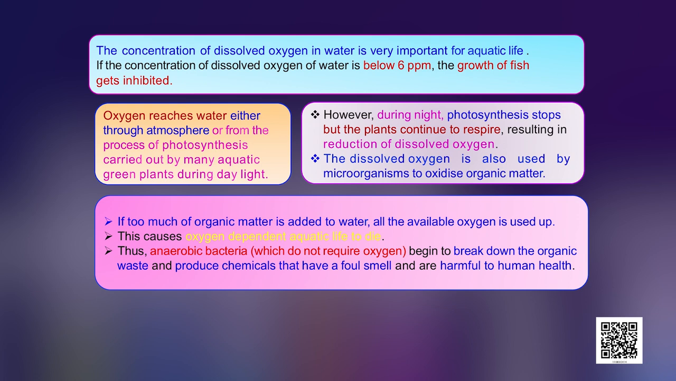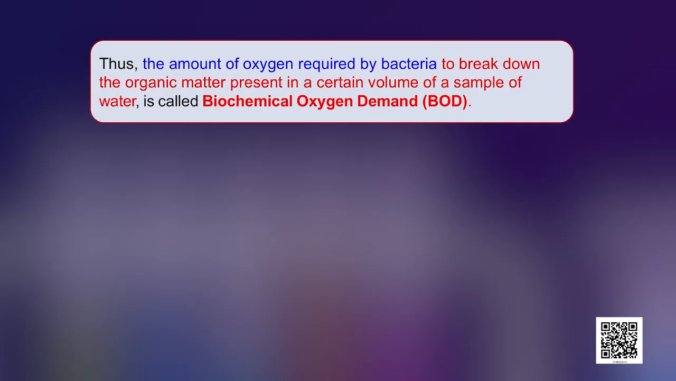Thus, anaerobic bacteria, which do not require oxygen, begin to break down the organic waste and produce chemicals which have a foul smell and are harmful to human health. Aerobic bacteria, which require oxygen, degrade these organic wastes and keep the water depleted in dissolved oxygen. Thus, the amount of oxygen required by the bacteria to break down the organic matter present in a certain volume of a sample of water is called biochemical oxygen demand, that is BOD.